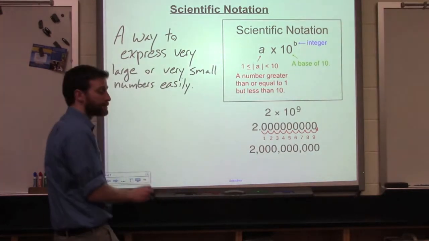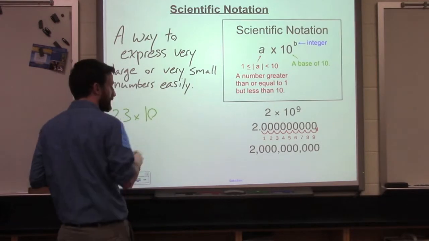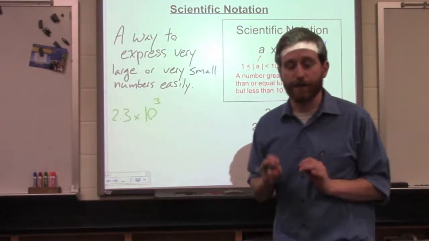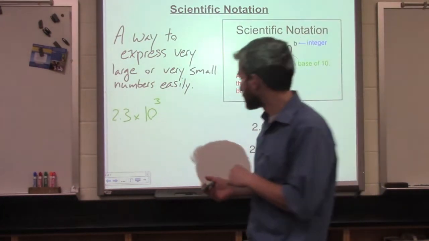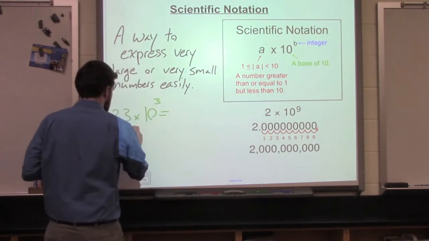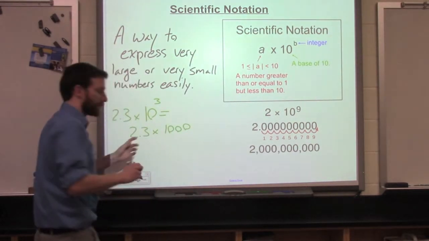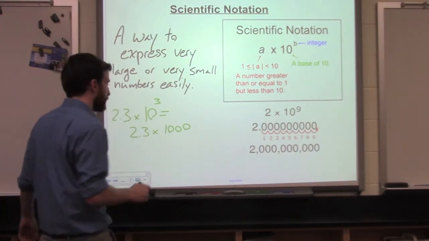For example, 2.3 times 10 raised to the third power is a scientific notation of writing a number that is, well, let's expand the power first. 2.3 times 1,000, 10 to the third being 1,000, and then we have just a multiplication problem.